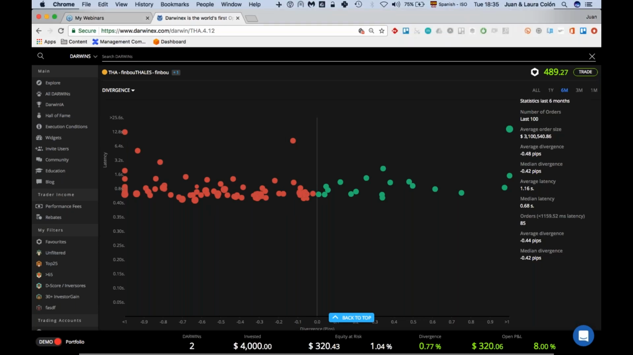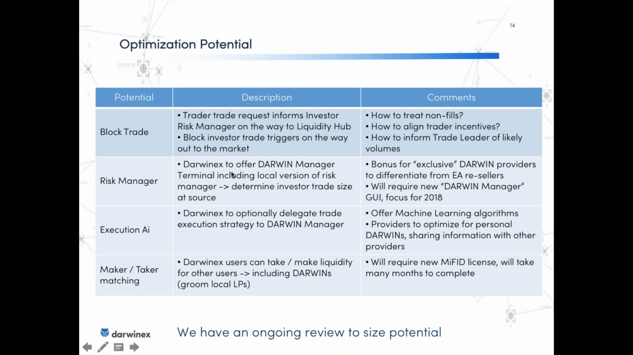Now, we would ideally like to give the control of this to the trader, optionally. So it could be that at some point we will create execution artificial intelligence, where we will optionally delegate the trade execution to the Darwin manager because he obviously has the most incentives to try and optimize that. We will create machine learning algorithms that learn from every Darwin, so that every Darwin is benefiting from the lessons derived by every other Darwin. But ultimately, because Darwins are very specific in the assets and the timeframes that they trade, no one's going to be more keen to get this going than the trade leader himself. And that's why we think we should offer the option for the trader to do that.